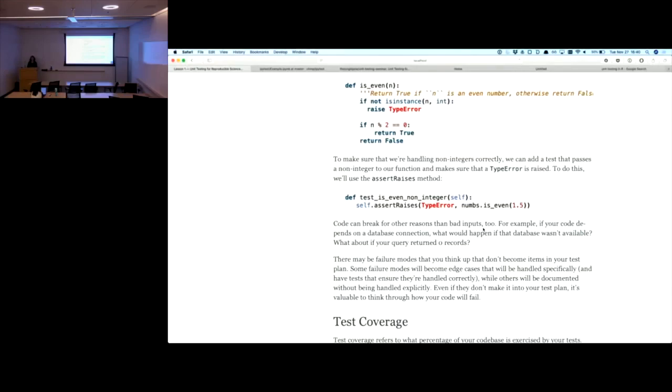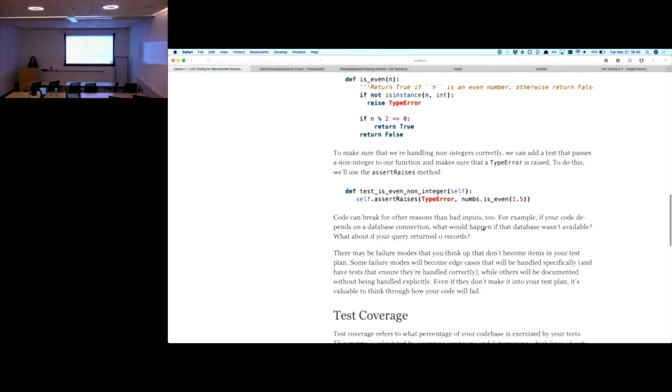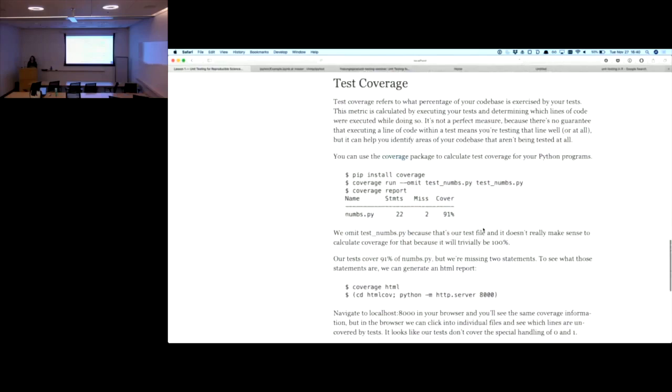So you don't necessarily want to write tests for the behavior of your code in Python 2. You just want to say look, it doesn't work with Python 2. Don't use it.